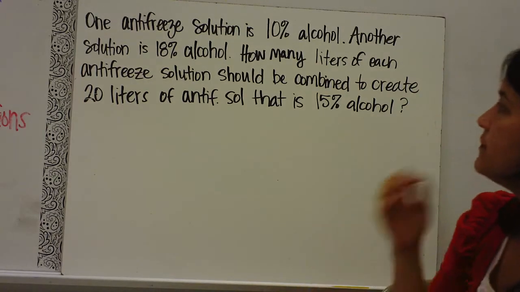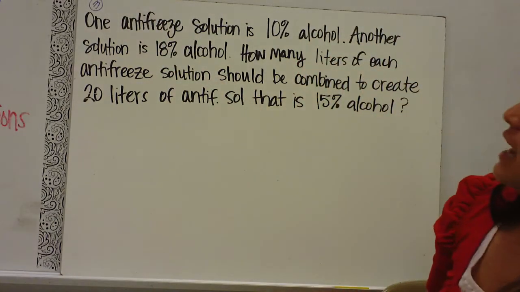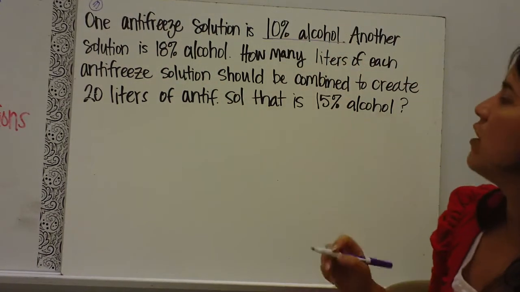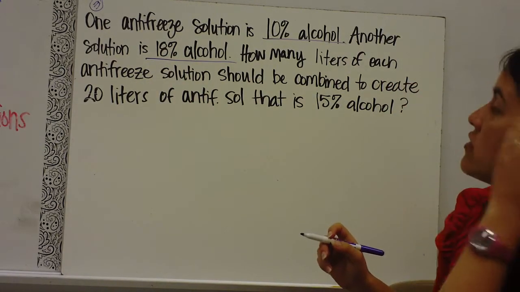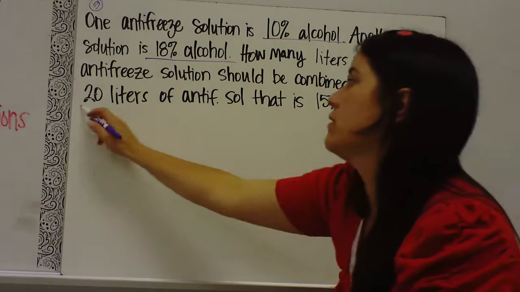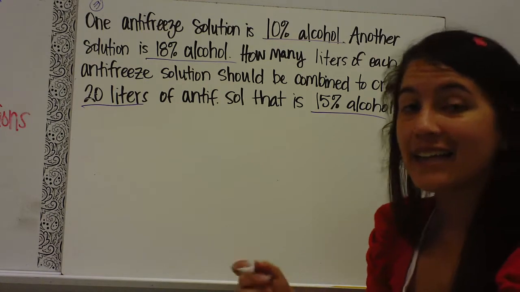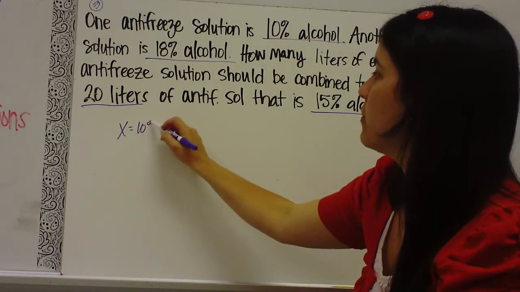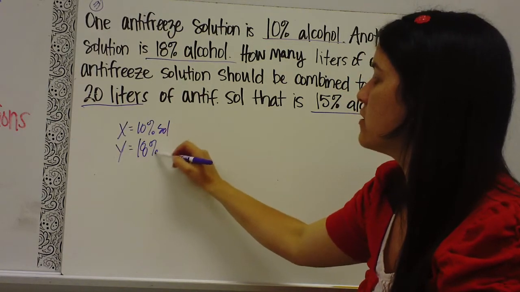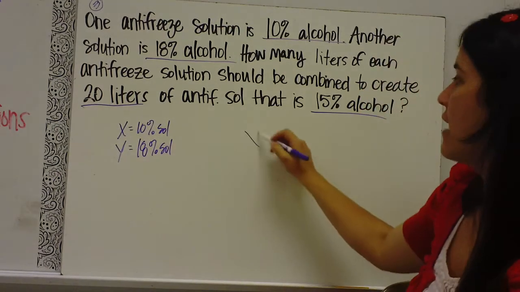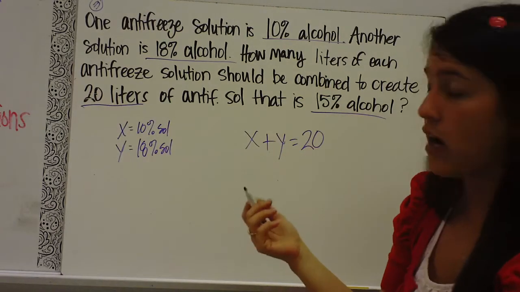Alright, so copy number 3 down. One antifreeze solution is 10% alcohol. Another solution is 18% alcohol. How many liters of each solution should be combined to create 20 liters that is 15%? So again, we have an X value, that is your 10% solution, and your Y value is your 18% solution. X plus Y is going to equal 20, because that's how many total liters we want.